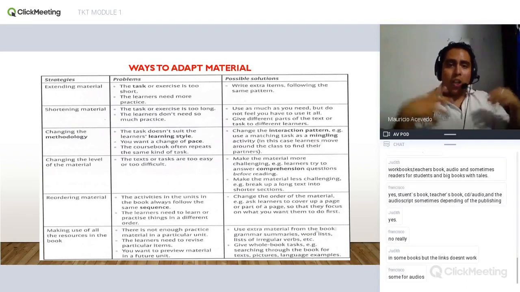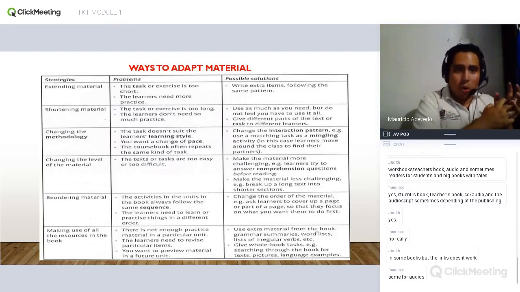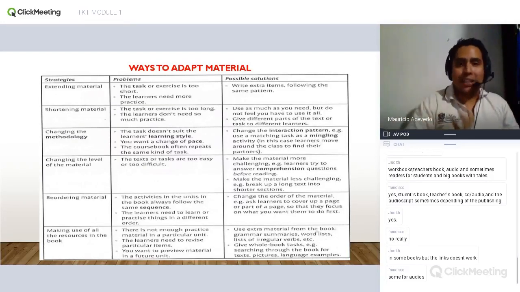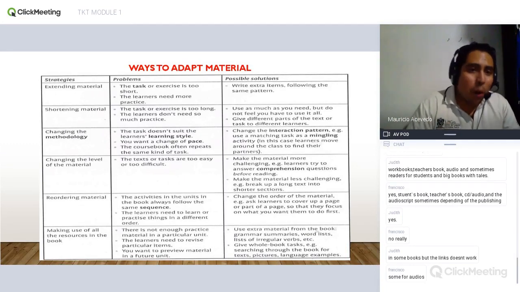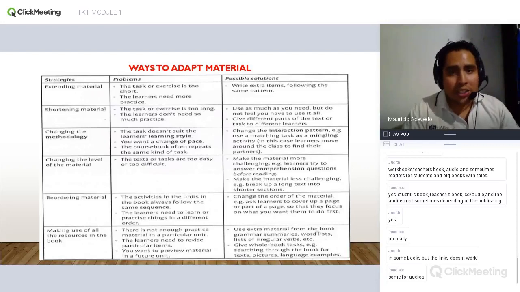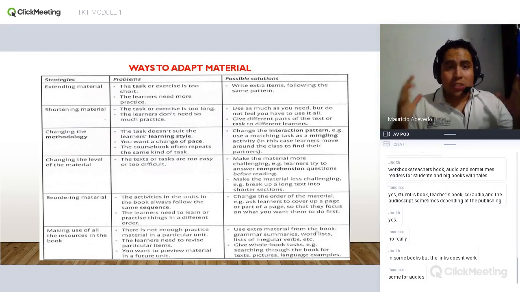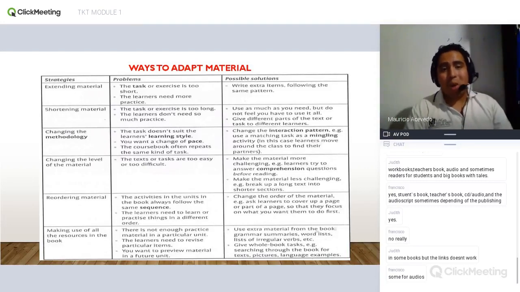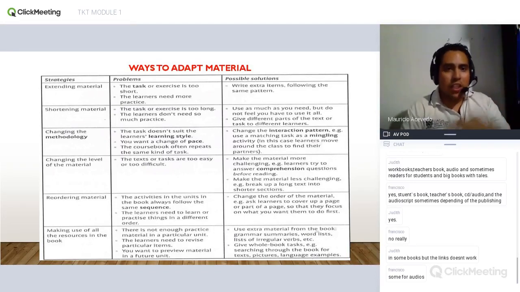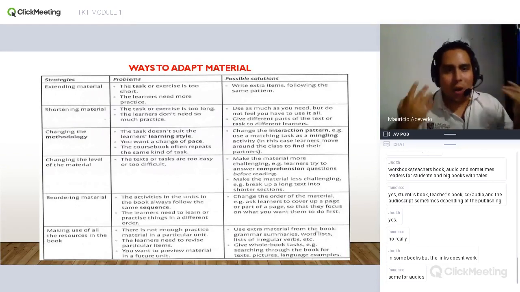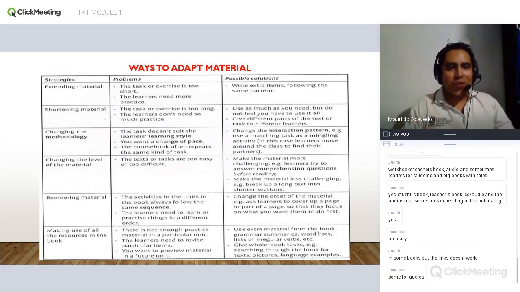Okay, and that's how you can use the material in the book, but at the same time you give extra things, and that is called extending material. Okay, shortening material, this is the opposite. The task or exercise is too long, so the learners don't need so much practice. So okay, the same simple past continuous, but now they have 50 sentences. You will say, oh my gosh, when am I going to find the time to check the 50 sentences?